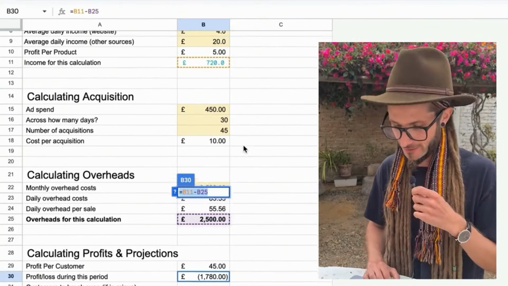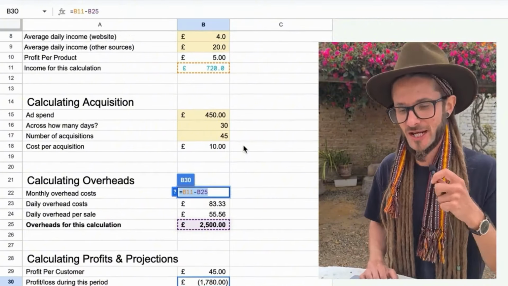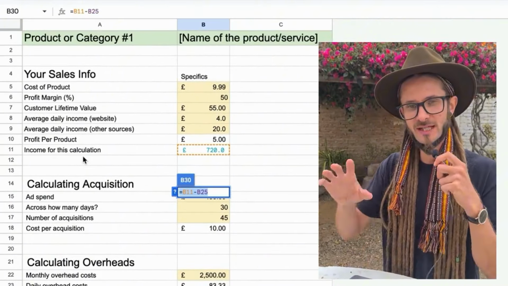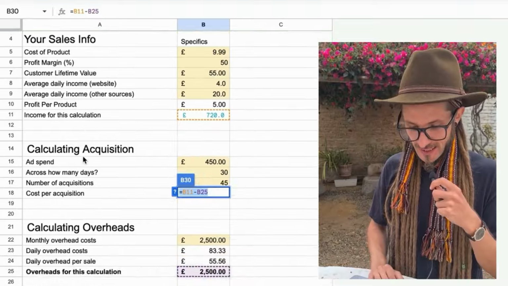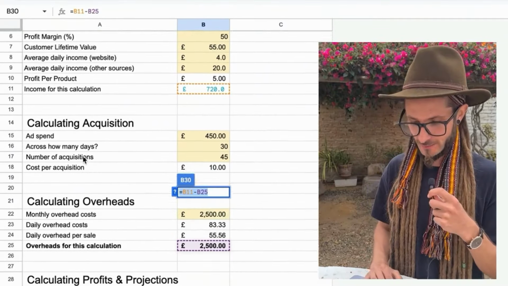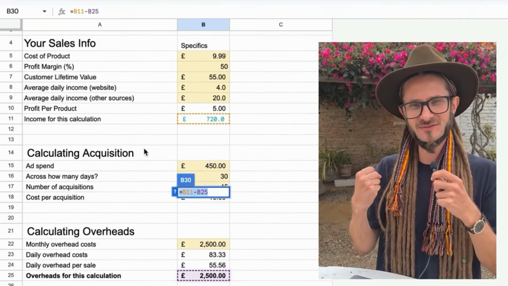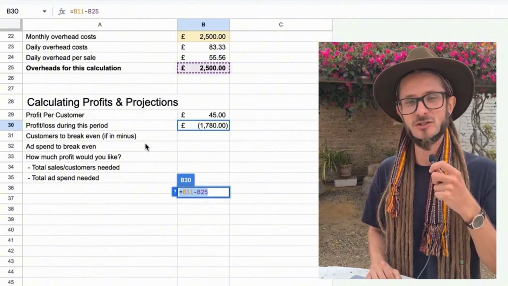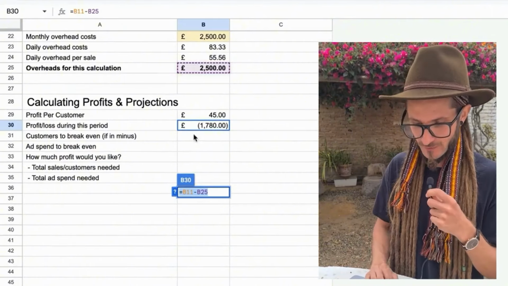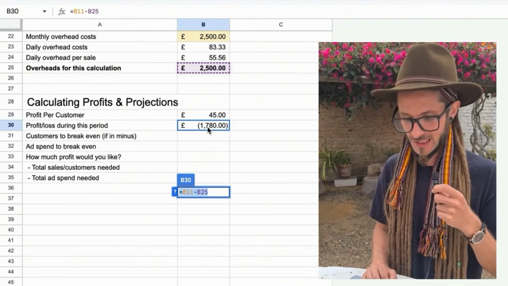So this calculation is very, very simple. It just takes out what is the average income. So within this example, we've got all the income from website and other sources, and then we've got the daily overhead costs, right? So we've got income from other sources of £720, but the daily overheads, 2,500, okay? So we've got a deficit here of 1,780.